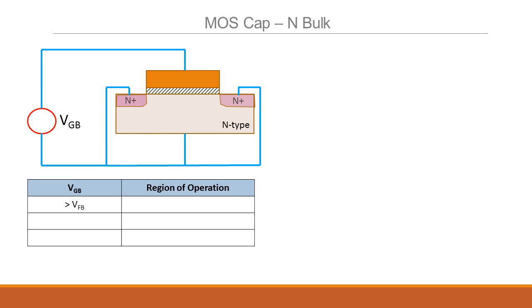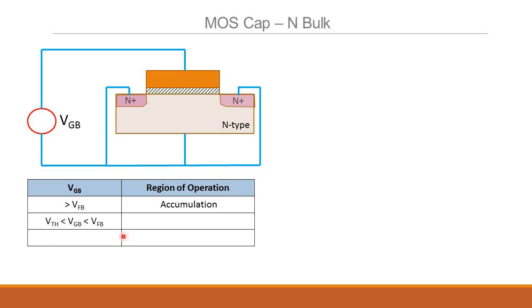So when VGB is greater than the flat band voltage, it will attract a lot of electrons out here, which means it will get into the accumulation region, right? Because now the electrons are the majority carrier. So the majority carriers tend to accumulate in this region, which still forms a channel, but it's an accumulation because the free carrier type here is the same as the majority carriers in the bulk, and that's called accumulation.